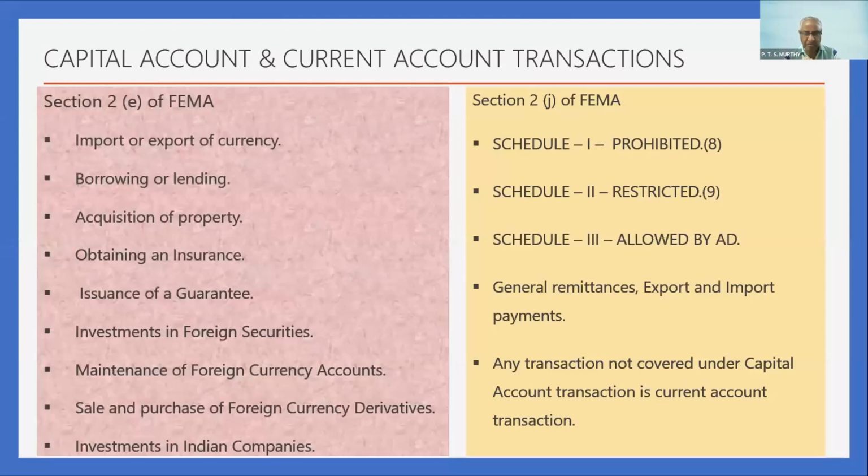Authorized dealer category 1 is commercial banks. So ultimately, what are the Schedule 3 transactions? We will see. Now, these capital account transactions and current account transactions are dealt by authorized dealer category 1. Let us suppose we take the case of Union Bank of India. Union Bank of India is an authorized dealer category 1 bank.